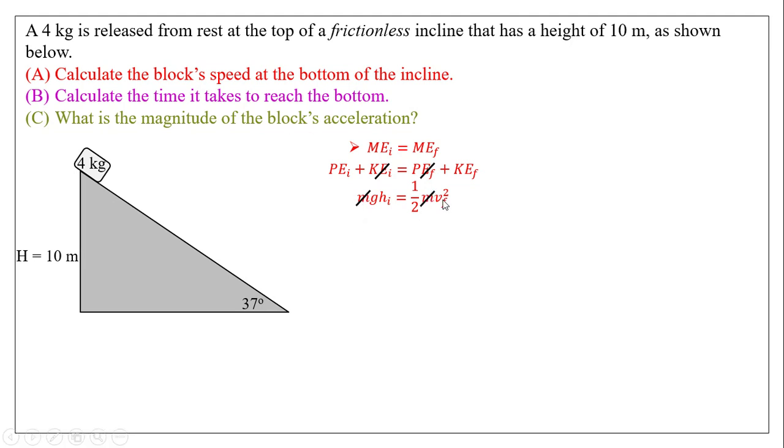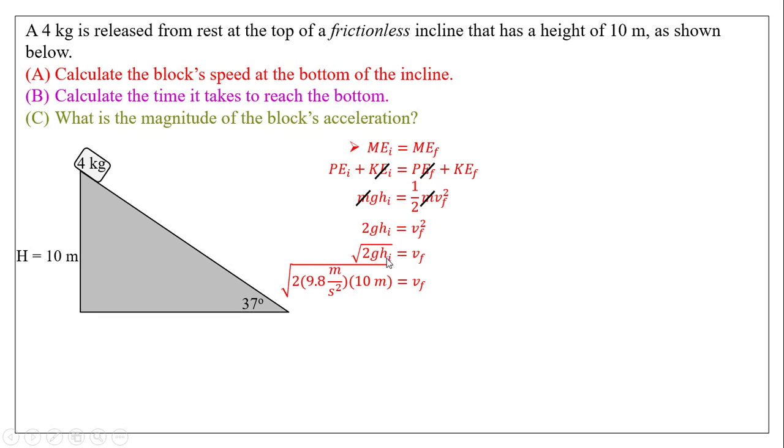To get v_f squared by itself, I will multiply both sides by 2. Or you can just move this 2 in the denominator on the right side up to the top left numerator. By doing so, you have 2 g h_i, which is equal to v_f squared. At this point, in order to get v_f by itself, you've got to square root both sides. Taking the radical of the right side gets rid of the exponent 2 here.